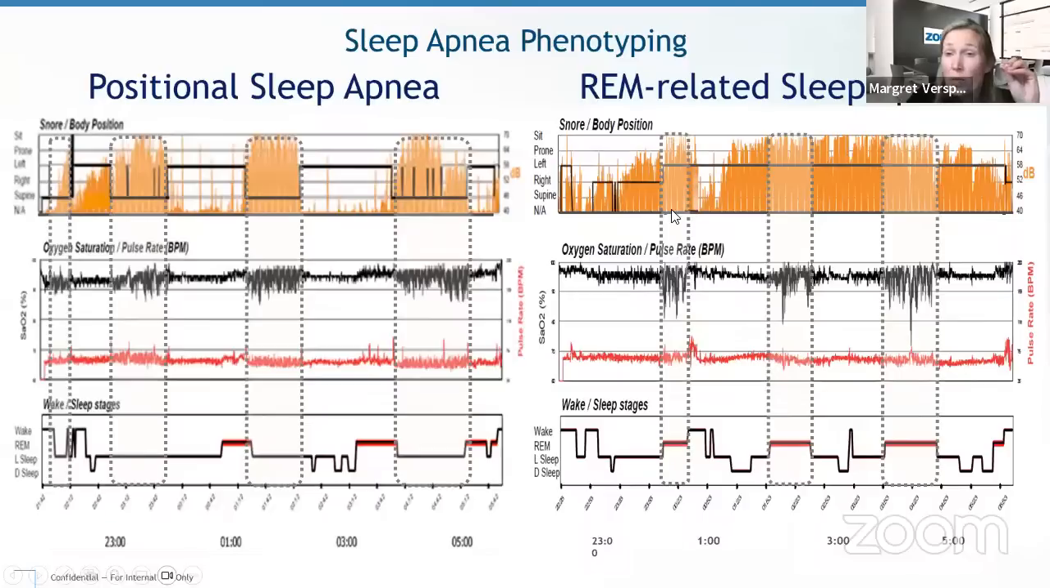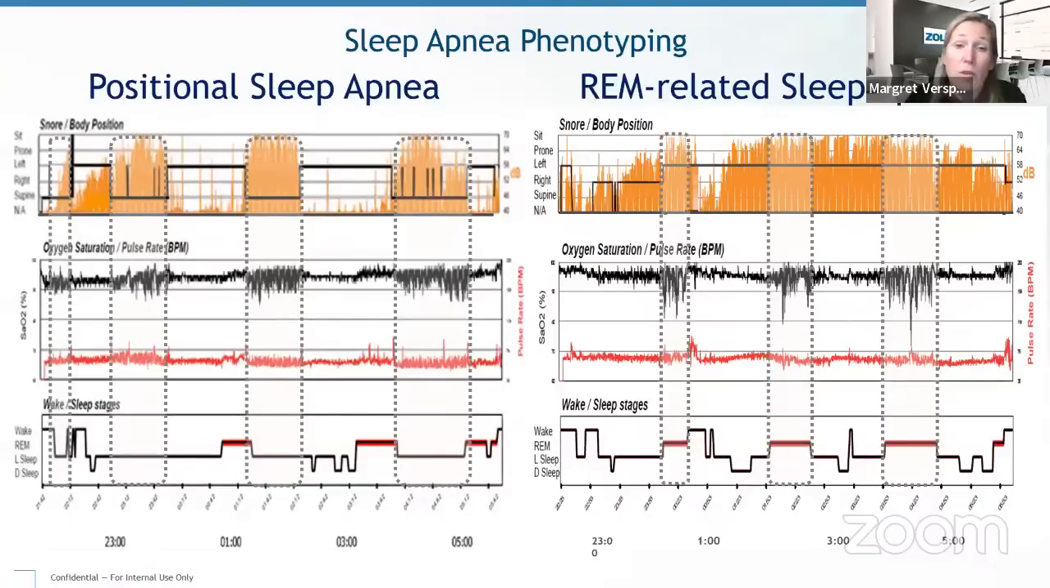Here we see the opposite. The patient is almost all night in left position, but in the specific REM periods, we can see there are deeper desats in REM. So this is REM-related sleep apnea. In non-REM, hardly any events. In REM, events with deeper desaturations. So it's important to know in what sleep stage the patient is, because otherwise you can give wrong conclusions.